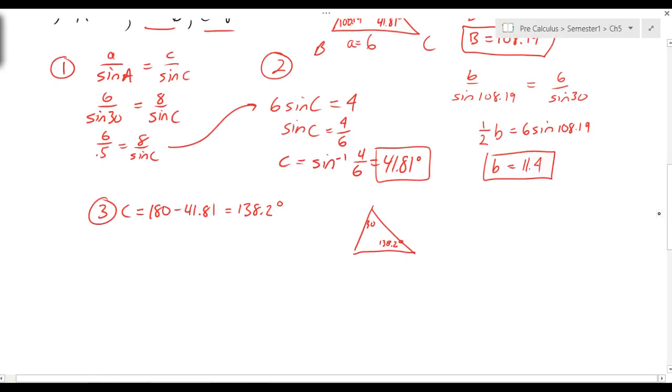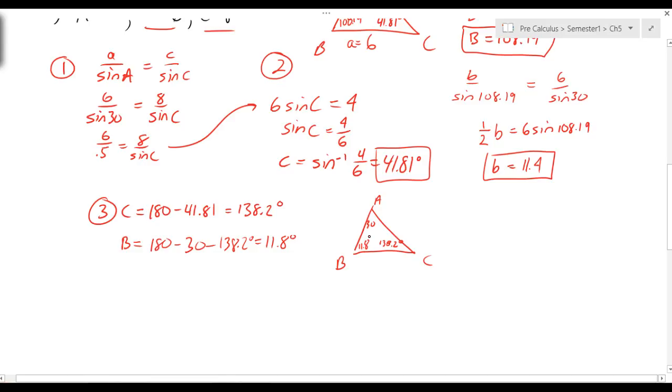And now, is it possible to find angle B? Angle B would be 180 minus the 30 degrees that was given, minus the 138.2 that we got from the step above. So angle B in this case would be 11.8 degrees. And so that looks like it is possible. As long as we don't go over 180 degrees, then we know we've got another possible outcome.